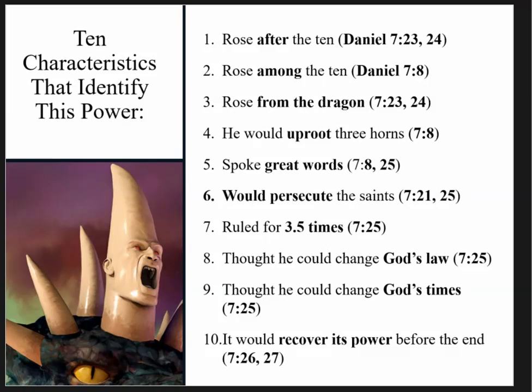And would recover its power after the end, right? So the little horn will have another period of dominion after its power has been taken away at the end of the 1,260 years, right? So in other words, this little horn power has 2 periods of dominion: a past stage during the 1,260 years and a future stage.